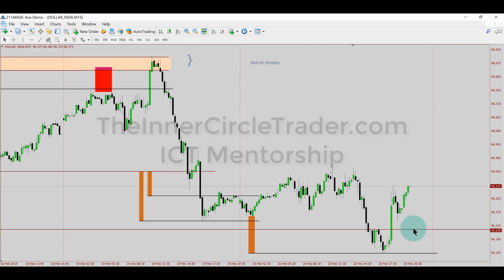How far below that, Michael? How far can it go down? How can I fine tune my entries? Well, here you go. We have an equal low. Calibrate your stop sweeps on a 25 pip basis, 15 pip basis, or 5 pip basis.